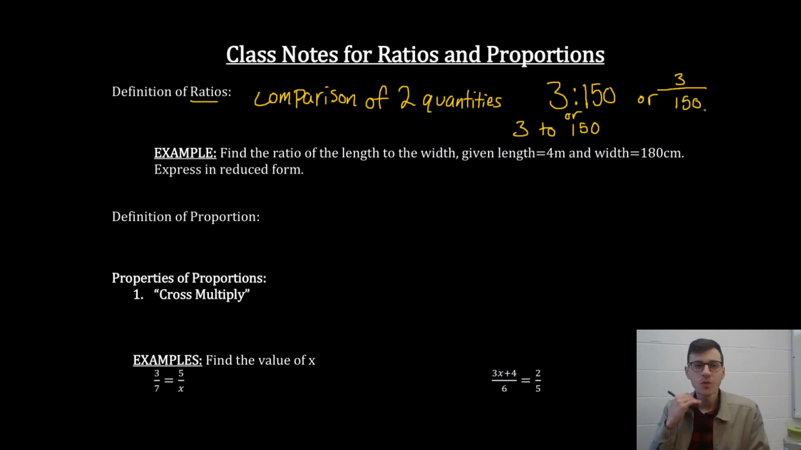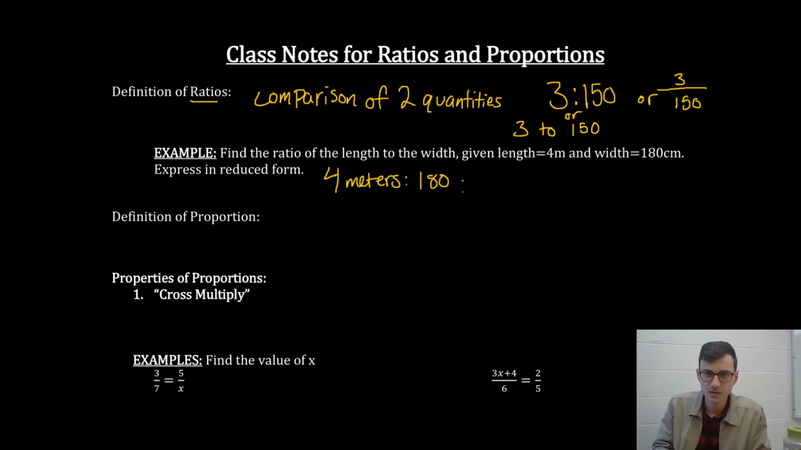Now, when we're writing ratios, we need to be aware of our units, because oftentimes it's easier to compare two things if we have the same unit. So let's look at this example. If I'm finding the ratio of length to width, where my length is 4 meters and my width is 180 centimeters. Okay, so here we have 4 meters to 180 centimeters.